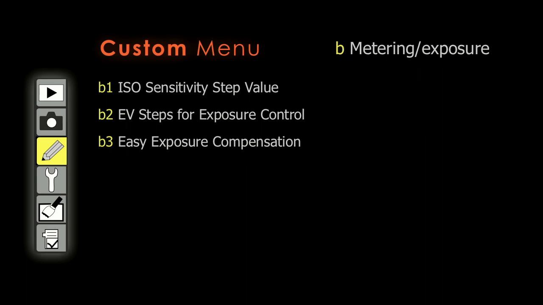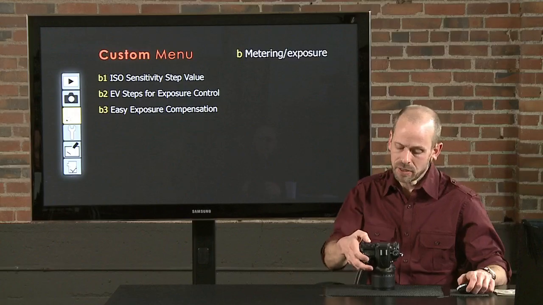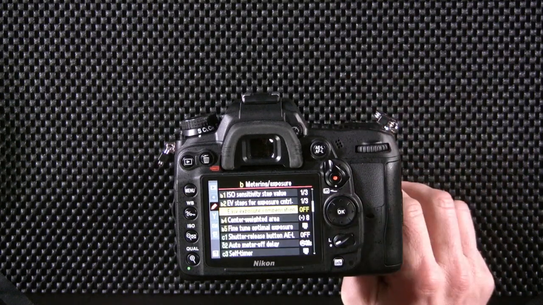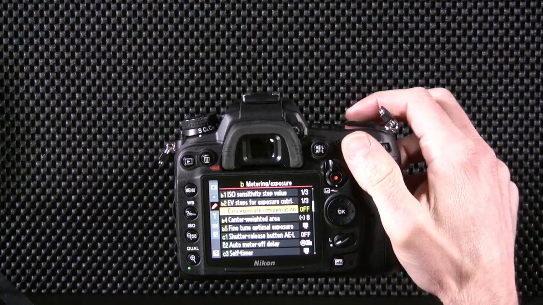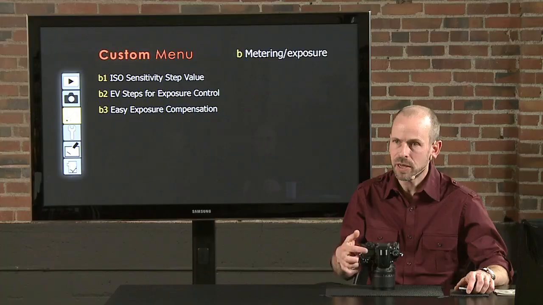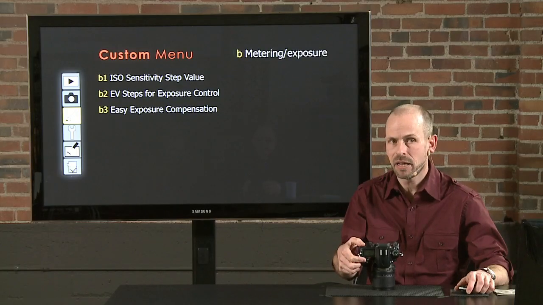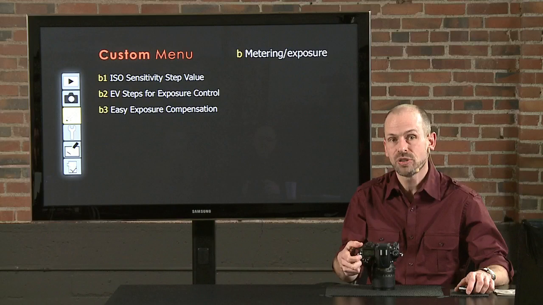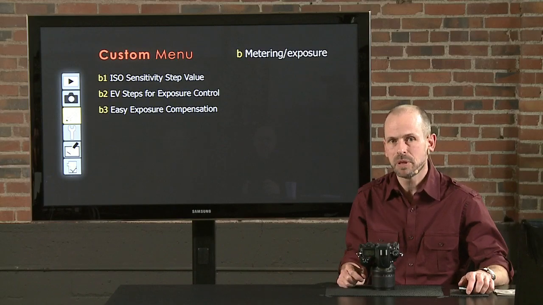Easy exposure compensation. On this one, it's normally off, which is where I would leave it. Normally to do exposure compensation, you have to press a button and turn a dial. If you turn it on, you don't have to press that button. You just turn the dial on it. And for some people, it turns just a little too easily.